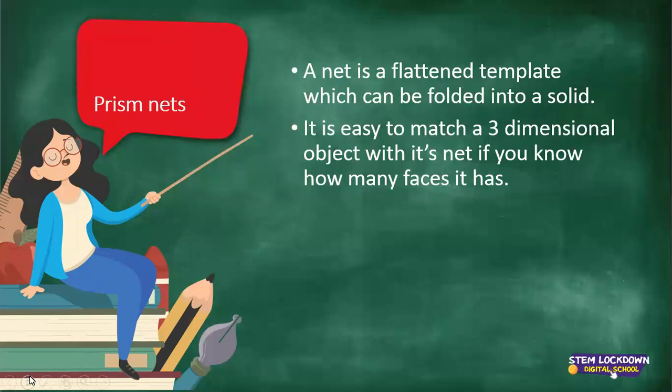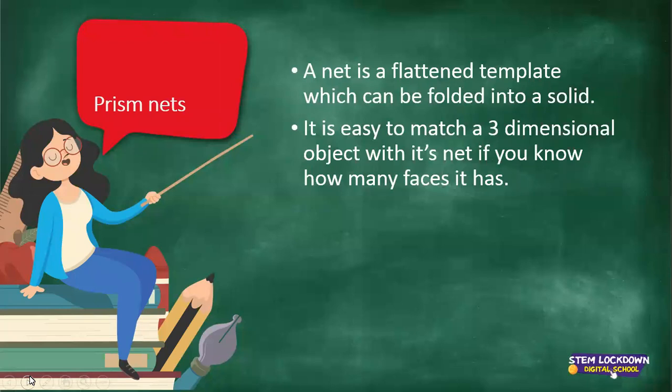All right, now that we have identified the number of faces, number of edges, and the number of vertices, now we're going to deal with nets. The prism net. What is a net? A net is a flattened template which can be folded into a solid.